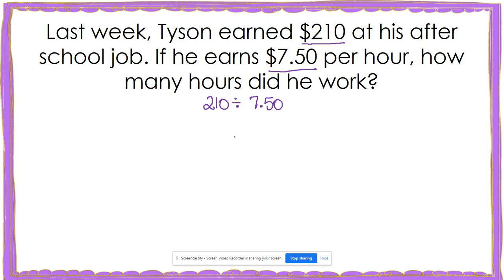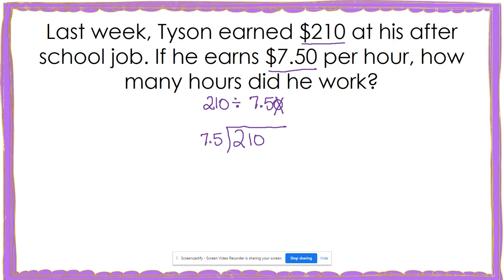Now I'm going to rewrite this as a long division problem. So my divisor will be 7.50 and my dividend will be 210. But when I write this, I'm actually going to leave out this last 0 because that 0 doesn't actually need to be there. So I'm going to say 210 divided by 7.5. Now I need to solve.